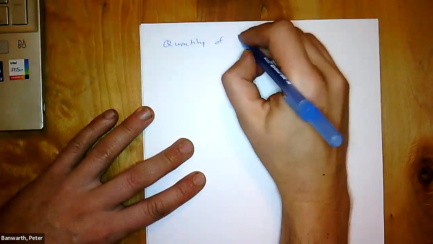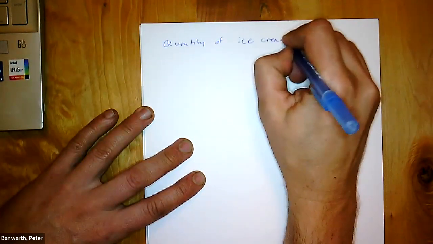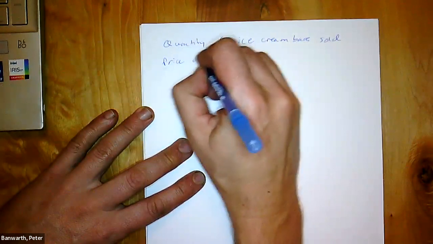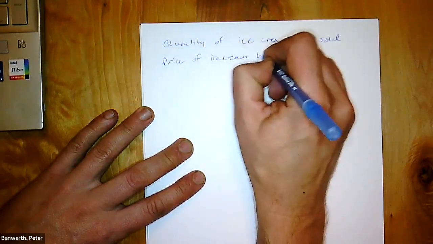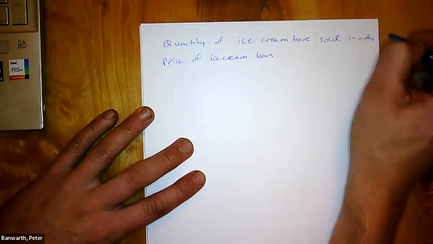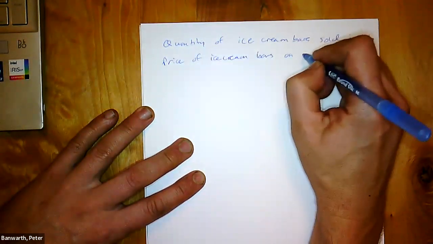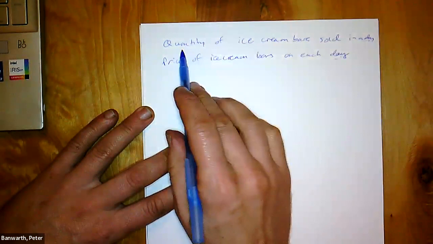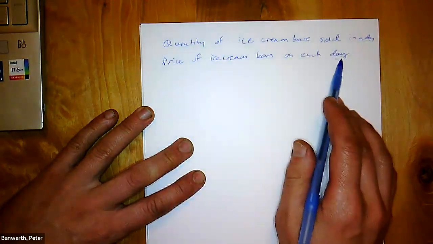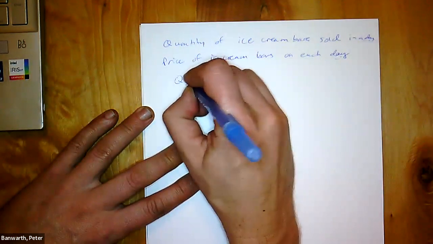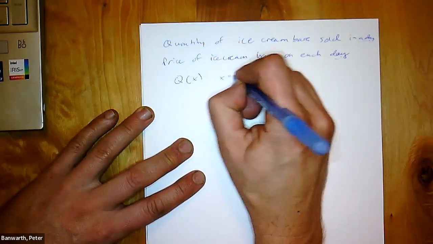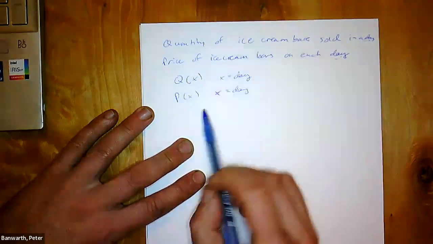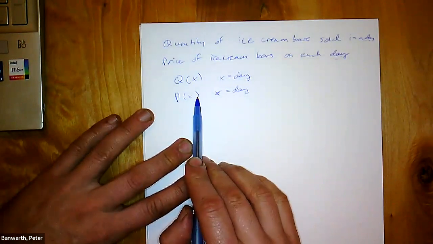of ice cream bars sold and the price of ice cream bars. Let's see, sold in a day, and the price of ice cream bars on each day. Right, so day is your input. What day am I looking at? How many am I selling? And how much does each sell? So we could go Q of X, where X equals the day, and P of X, where X equals the day. It wouldn't make any sense to add these two together.